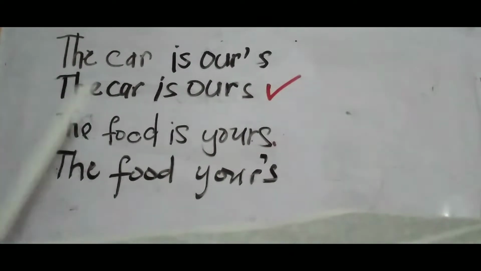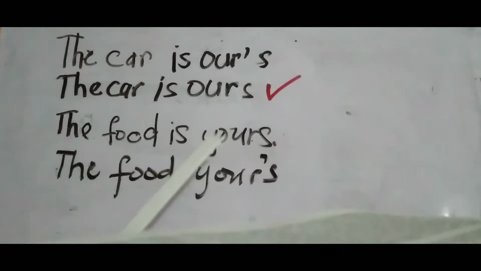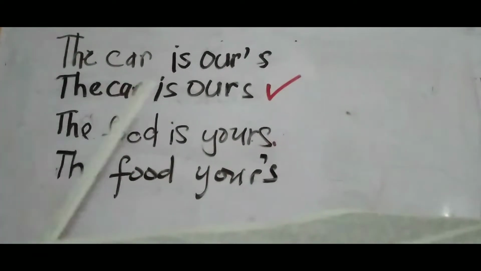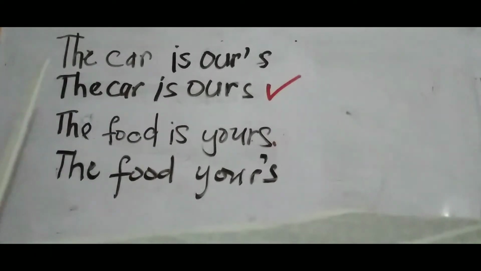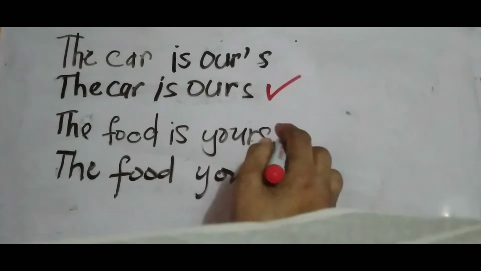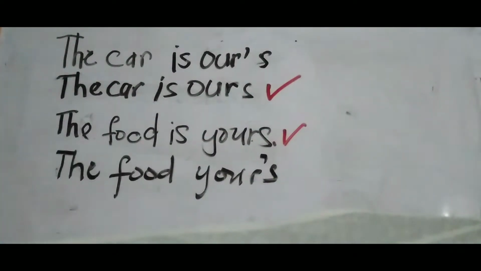So the second one, the food is yours. And the other one says the food is yours. Same thing, we have an apostrophe here, which is incorrect. All right, so the possessive personal pronoun would be yours without the apostrophe. So please don't make that mistake. So the correct one is this one.